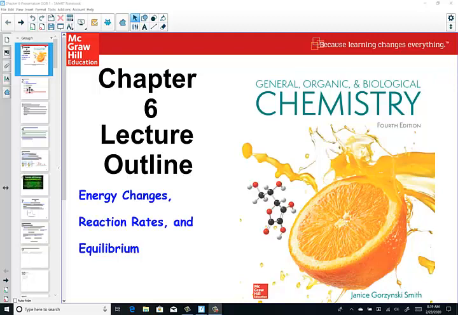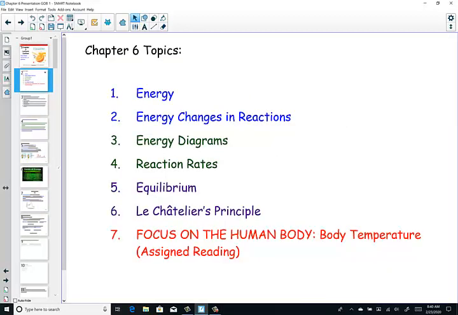in our chemistry class, looking at energy changes, reaction rates, and equilibrium in our chapter 6 topic. You have printed out your notepad and are ready to start with me, looking at the topics as follows. I'd like to talk about energy and how energy plays a role during chemical change. We'll talk about things such as endothermic and exothermic reactions, and we'll display those reactions on what we call energy diagrams. The next thing we'll look at are the kinetics, the rate of a chemical reaction.